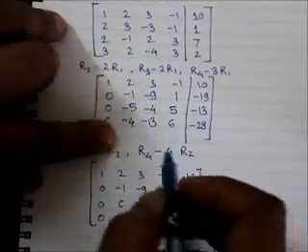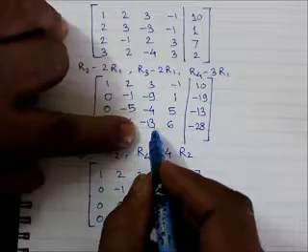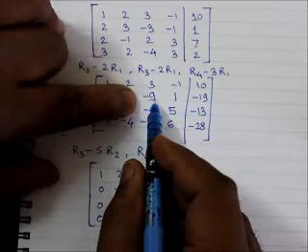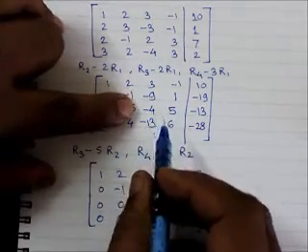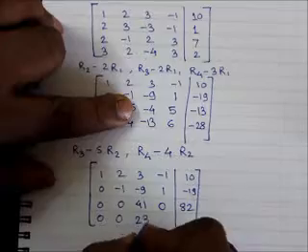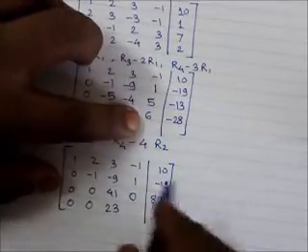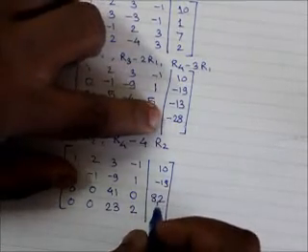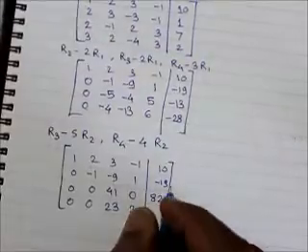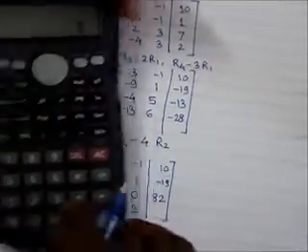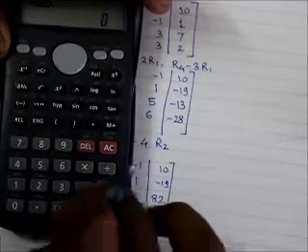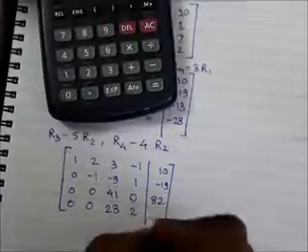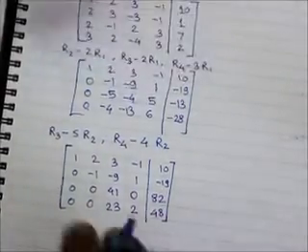Next is minus 13. Okay, minus 13 minus 4 into minus 9, so minus 13 plus 36, that gives you a 23. Okay, and finally 6 minus 4 into 1, so 6 minus 4, that gives you a 2. And minus 28 minus 4 into bracket minus 19, okay, so this gives you a plus 48 here.